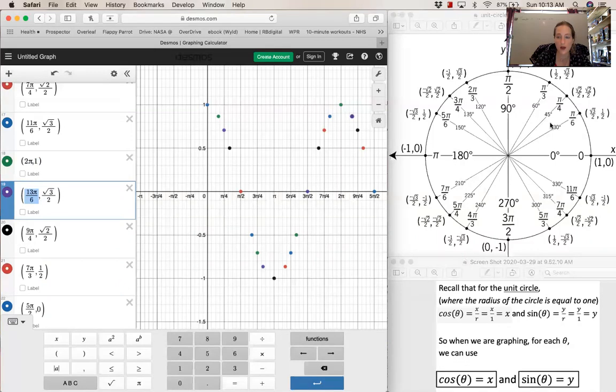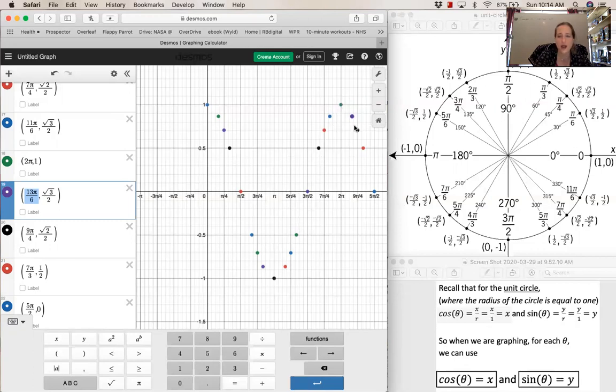At 13 pi over 6, which is the same thing as 390 degrees, we would be here again, and so our cosine would be equal to the square root of 3 over 2. So that's this dot right here. Notice that we're just starting to repeat the pattern that we already had. So I went ahead and put in the next set for going around one full time and re-entering the first quadrant. And notice that we're getting that repetitive pattern there. So we can start to see our cosine graph here.